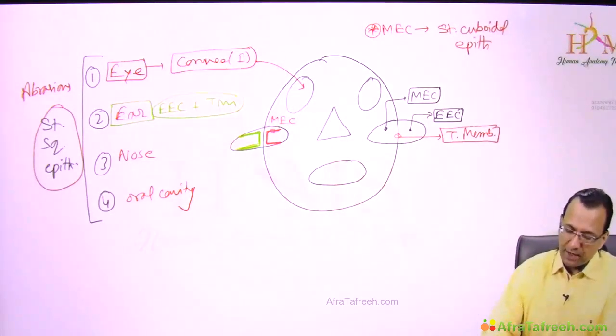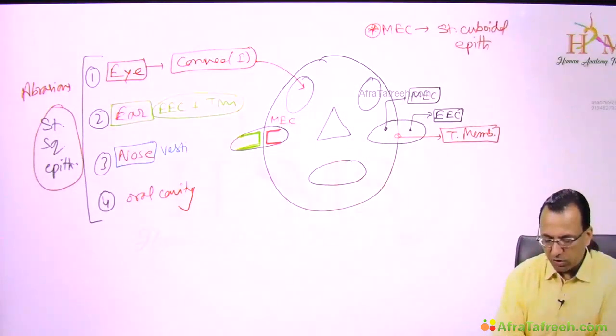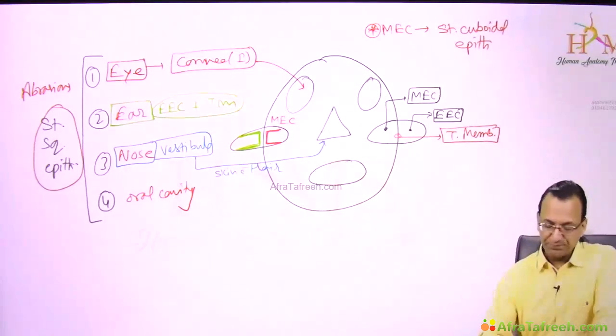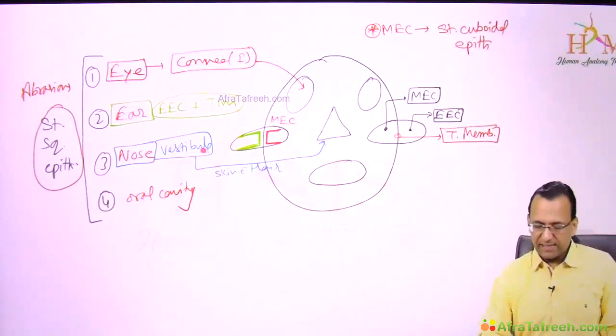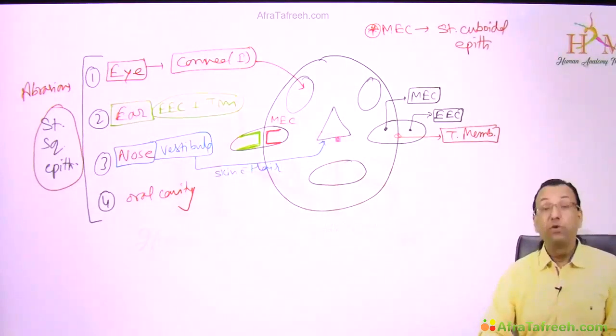What about the opening of the nose, which is called the nasal vestibule? If you are talking about the opening nasal vestibule, it is lined by skin with hair. If you say it is skin with hair, then I know what the epithelium will be. The opening of the nose, nasal vestibule, is lined by skin with hair, and that will be, of course, stratified squamous epithelium. What about the oral cavity?